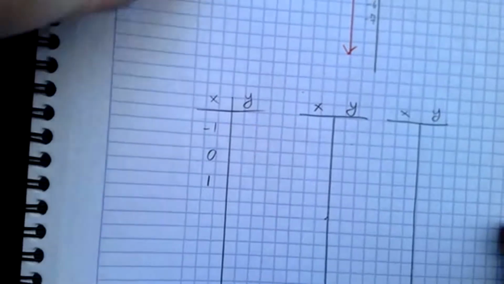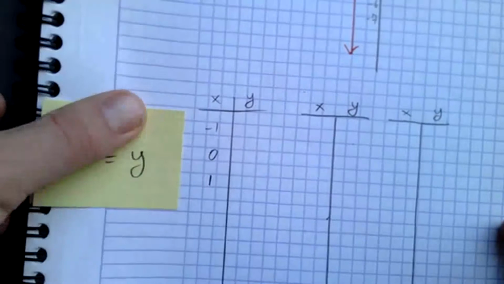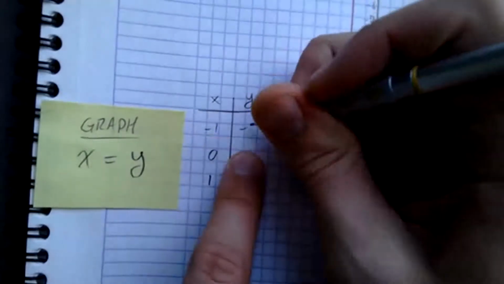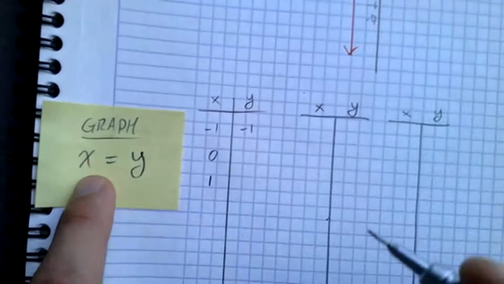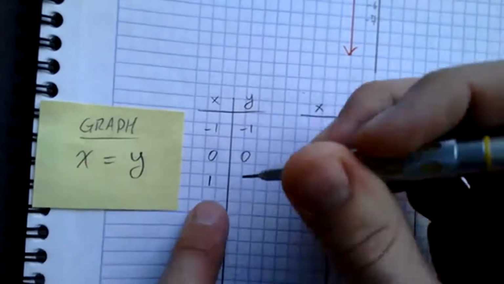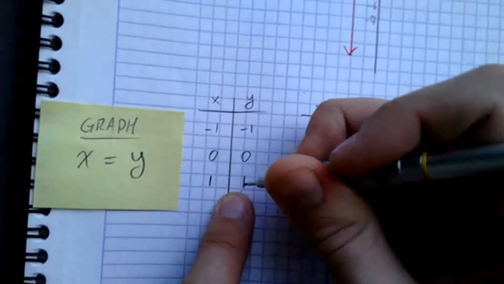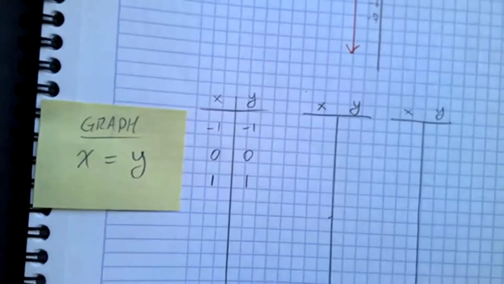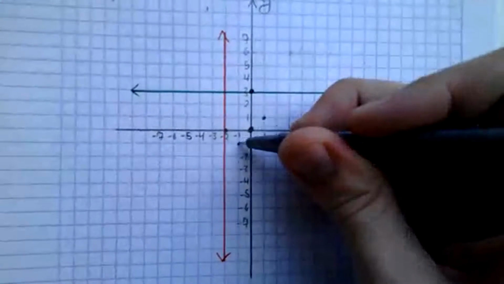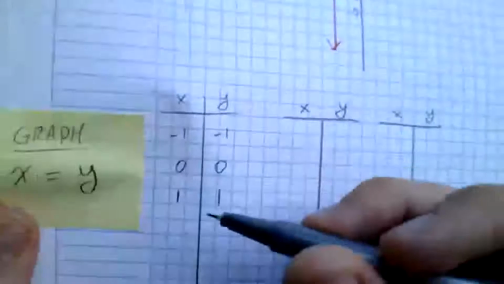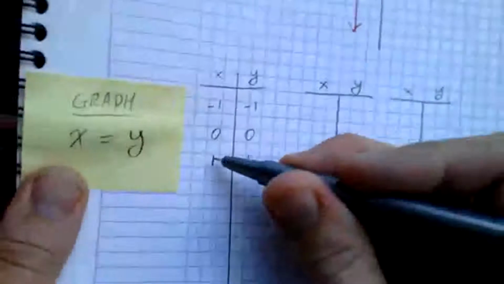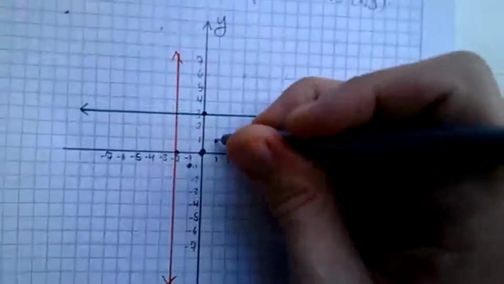In this case, all I'm asking is that x and y are the same. So if x is -1, then y would also be -1. If x was 0, then y would also be 0. If x was 1, then y would also be 1. So let us draw those points on the graph. -1, -1 is this point right here. 0, 0 is this point right here. And 1, 1 is this point right here.